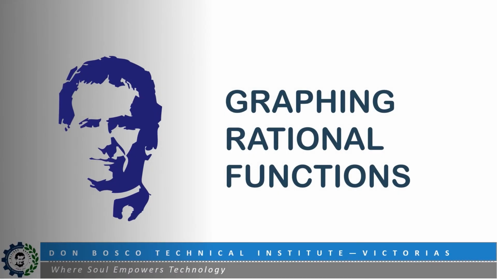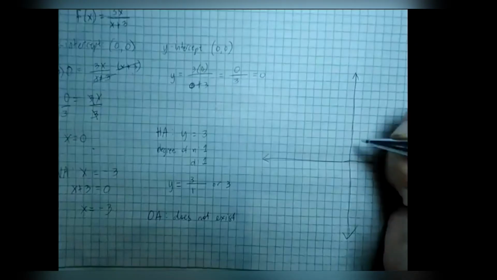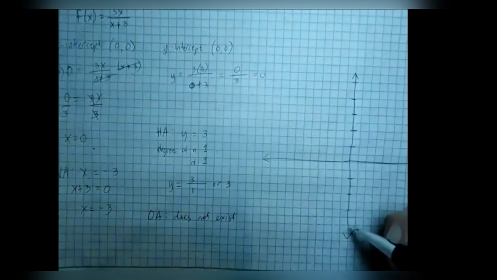Now we proceed to graphing. Since we don't have any more fractions, we can simply choose an interval of our choice. We can choose 2 or 3 or 4. So let's just count by 2s.